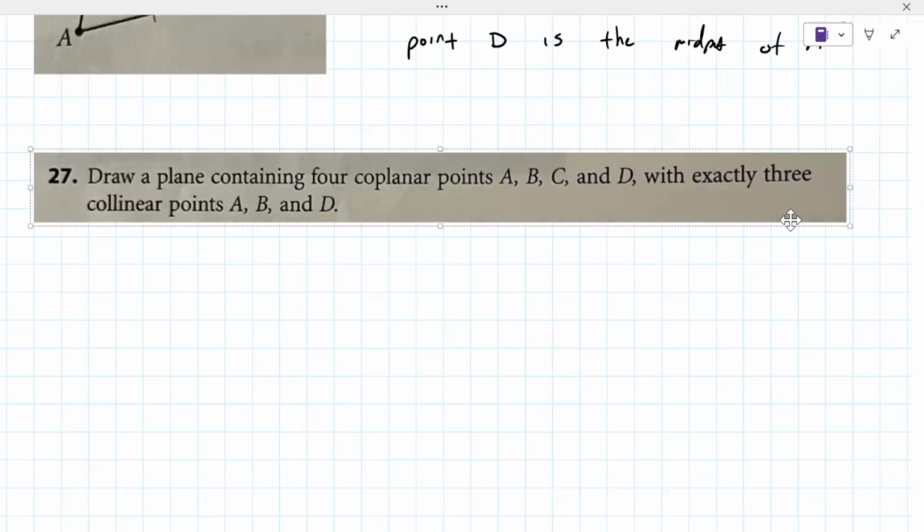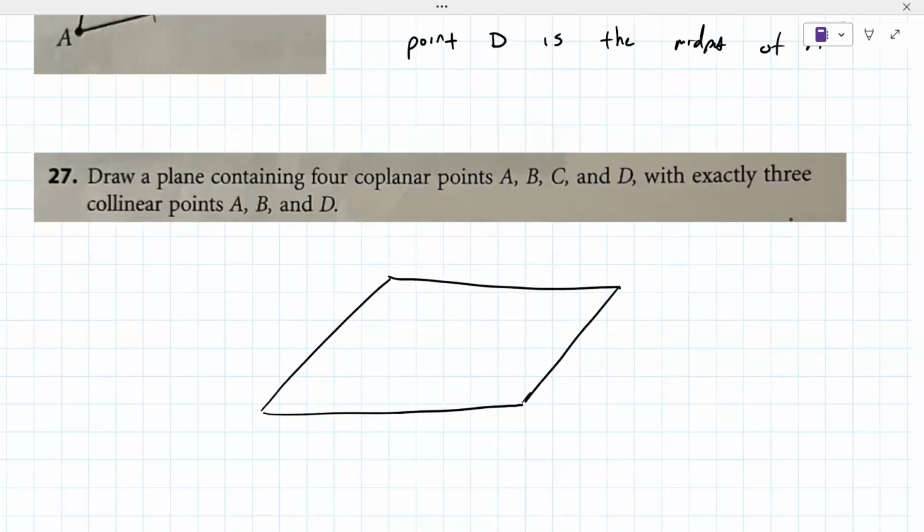Okay. Draw a plane containing four coplanar points, A, B, C, and D, with exactly three collinear points, A, B, D. So the typical planes are drawn like this, but they extend infinitely in all directions. You don't have to draw the arrows, but you have to know that they go in all directions forever. Sometimes people hold up a sheet of paper in class. They're also infinitely thin, they have no thickness to them, which is kind of odd as well. But they extend in all directions.